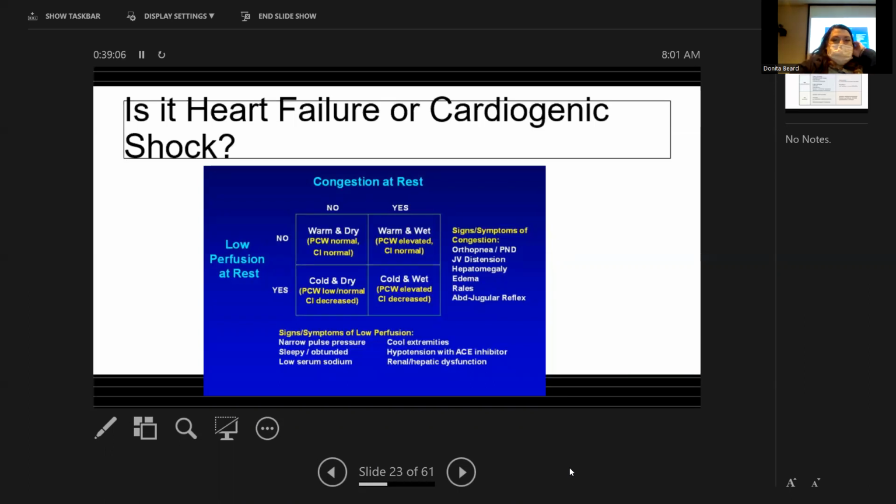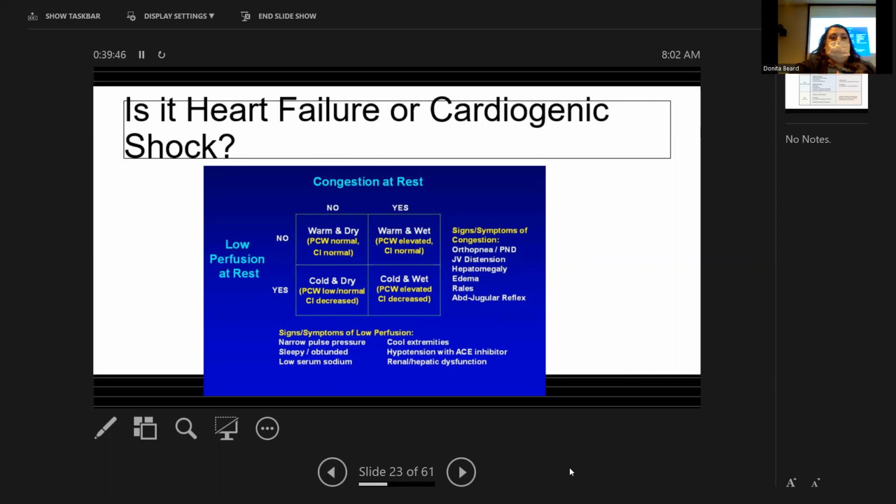This is a famous table that one of my old mentors came up with. She's very brilliant. Basically, when you evaluate an MI and heart failure patient, you want to ask yourself a couple of questions. Are they warm, or are they wet? This is like a 2x2 table, if you can follow. On the top is, are they congested at rest? Do they have markers of volume overload, pulmonary congestion on chest x-ray? If the answer is yes, then they are wet. If the answer is no, then they're dry.